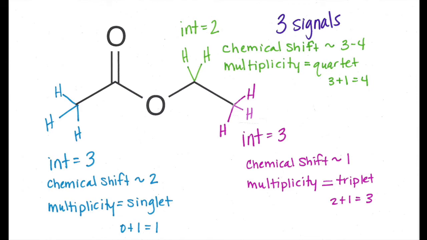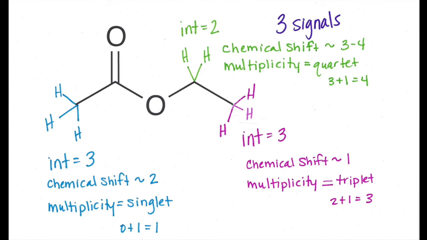For this molecule is commonly called ethyl acetate. If we were to name this compound according to the rules of IUPAC nomenclature, we would name it as ethyl ethanoate. For this compound, we previously determined that there would be 3 signals in the NMR spectrum.